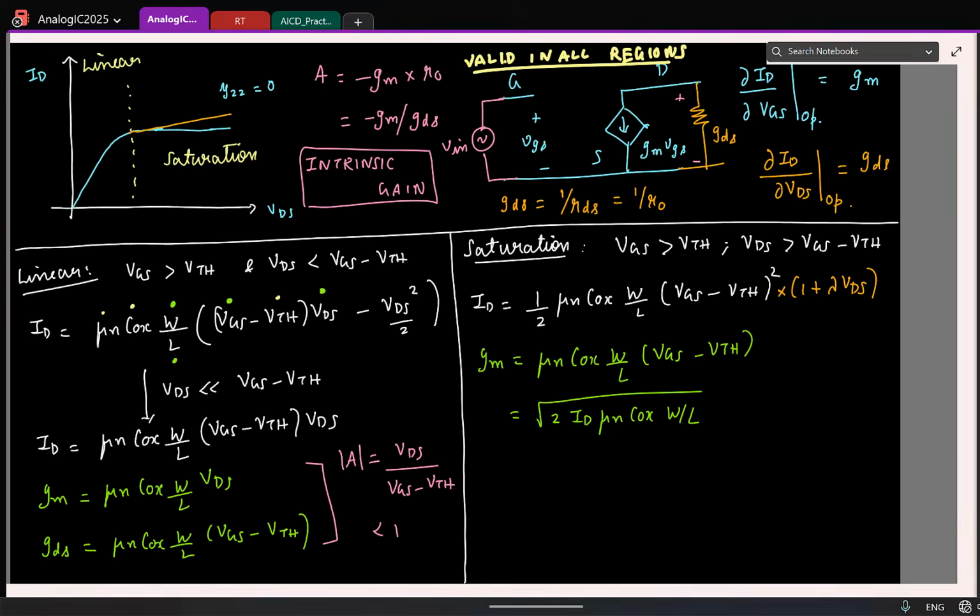And what is the other expression you know for GM? I have mu N COX W by L into VGS minus VTH. I take this equation and divide both sides by VGS minus VTH. Then one power goes off. Then it's essentially similar to this. So this is basically 2 times ID. This should be trivial to see. I multiply this by 2, so this half goes off. I divide by VGS minus VTH. I have a square, so one power gets reduced, and of course I am ignoring this term.